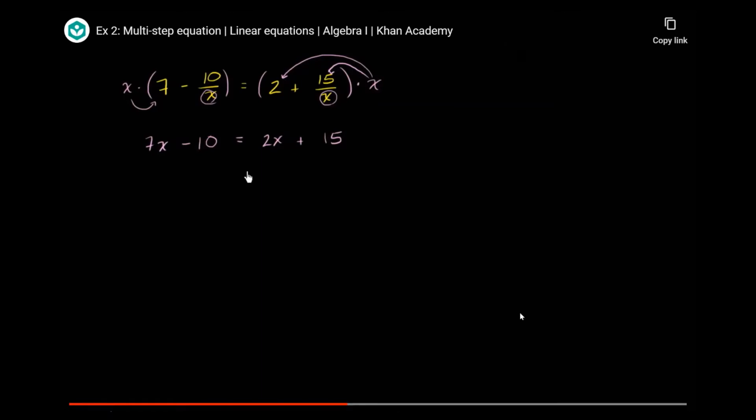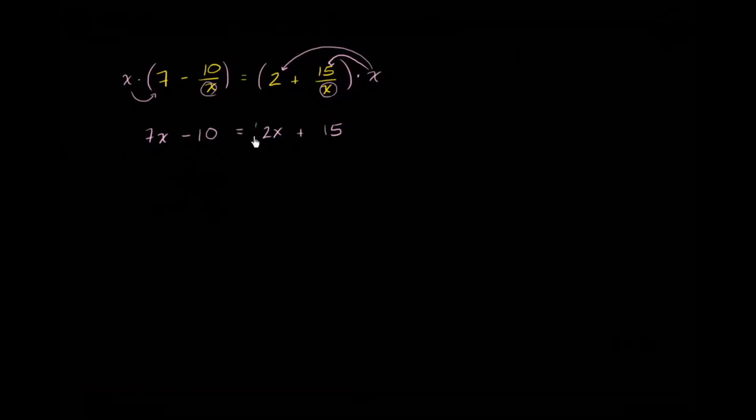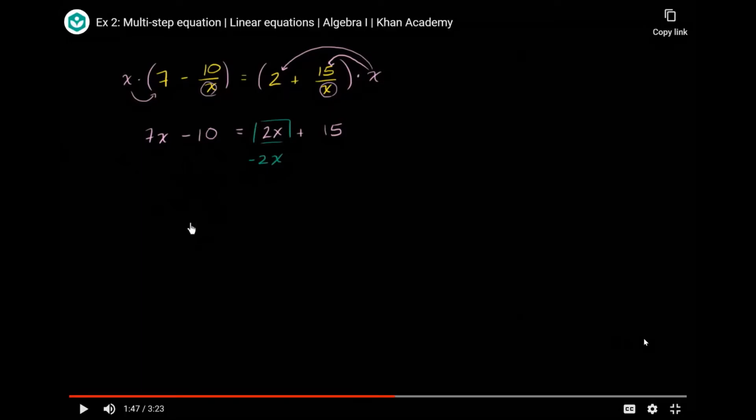Okay, let's continue on. The variable is on both sides, so we just have to use some of the techniques that we already know. The first thing I like to do is get all my x's on the left-hand side. So I want to get rid of this 2x right over here, so I subtract 2x from the right-hand side. And you could do it either way you want to.